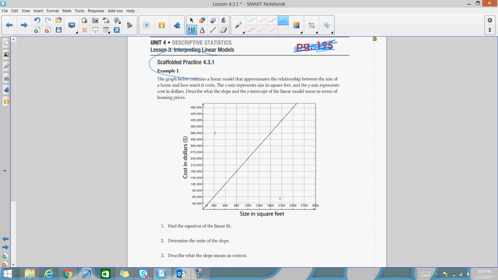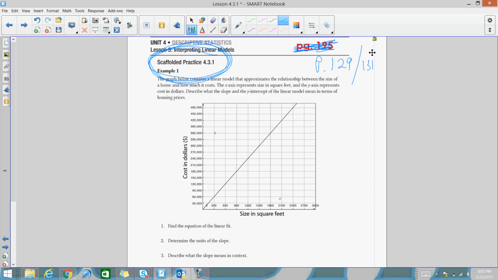Again, look for this up here: 431, example 1. I'm thinking maybe page 129 or 131, I don't know. Again, once you find the warm-up, then you're just going to be going with this.